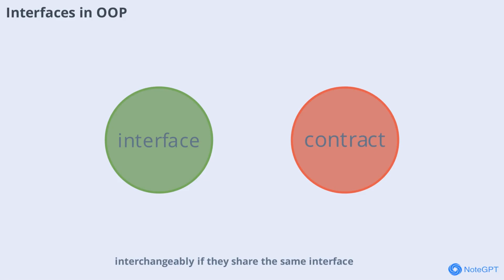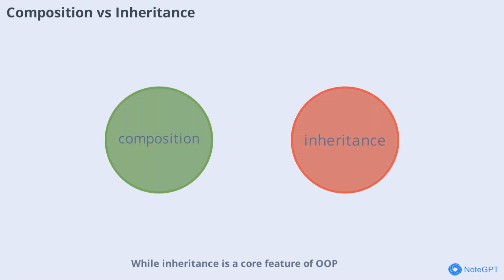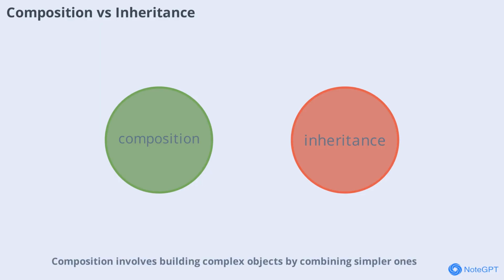While inheritance is a core feature of OOP, composition is another important concept. Composition involves building complex objects by combining simpler ones, rather than inheriting from a parent class. This approach can lead to more flexible and maintainable code, as changes to one component don't affect others. Knowing when to use composition versus inheritance is a key skill for OOP developers.